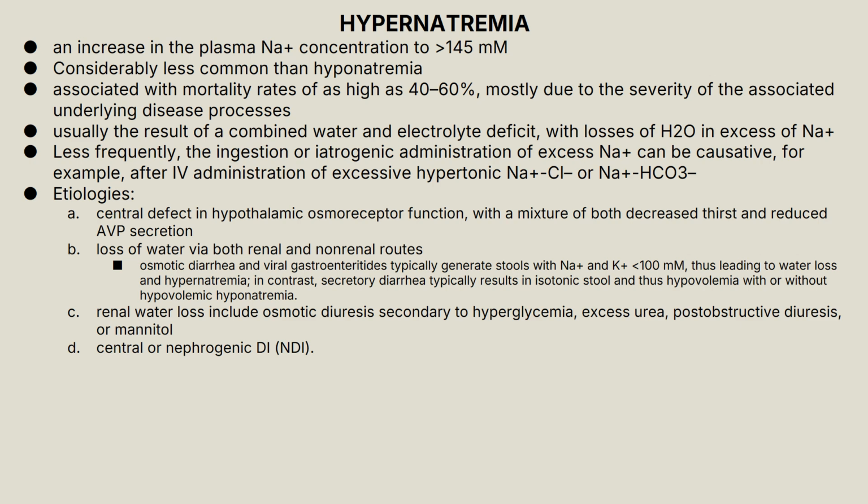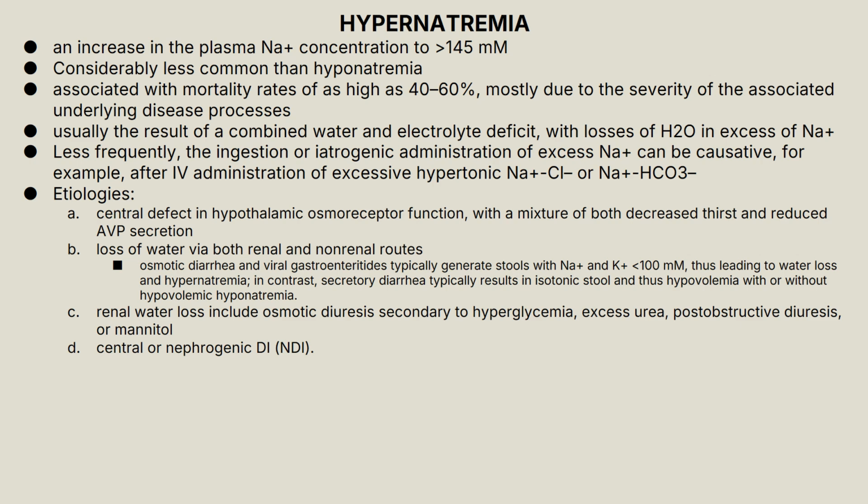Etiologies include a central defect in the hypothalamic osmoreceptor dysfunction with a mixture of both decreased thirst and reduced AVP secretion, and loss of water via both renal and non-renal routes. Osmotic diarrhea and viral gastroenteritis typically generate stools with sodium and potassium less than 100 millimoles, thus leading to water loss and hypernatremia. In contrast, secretory diarrhea typically results in isotonic stool, and thus hypovolemia with or without hypovolemic hyponatremia. Renal water loss includes osmotic diuresis secondary to hyperglycemia, excess urea, post-obstructive diuresis, or mannitol.